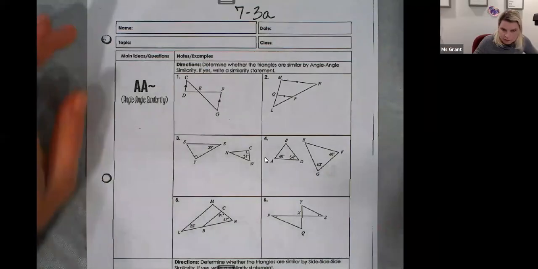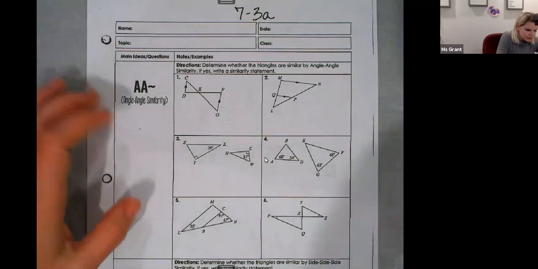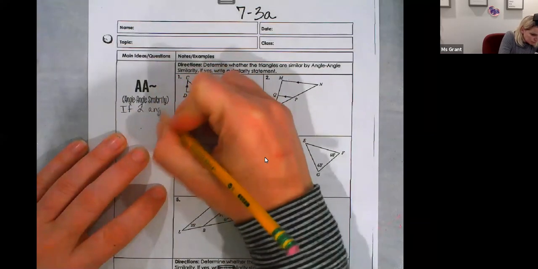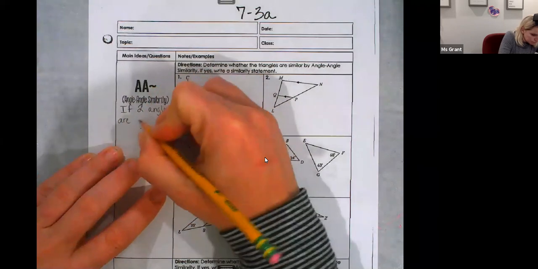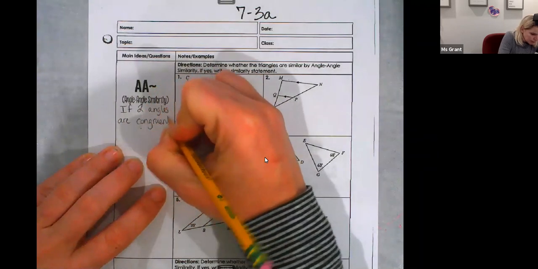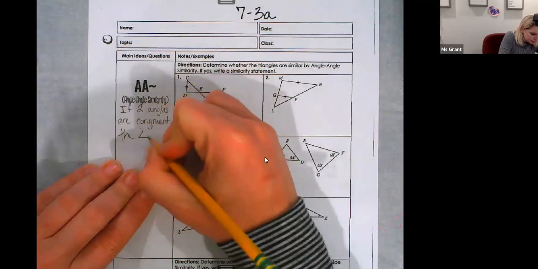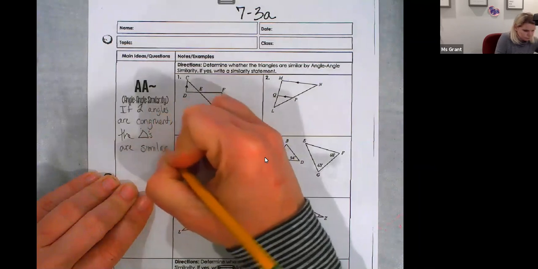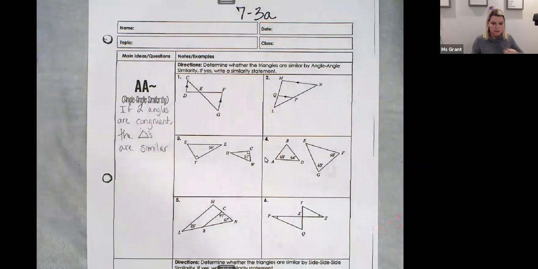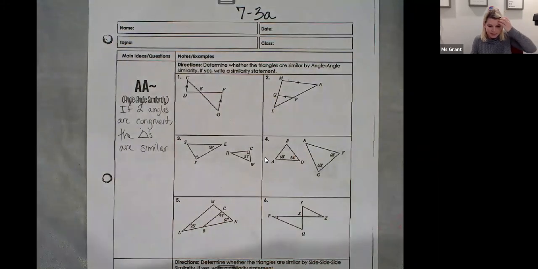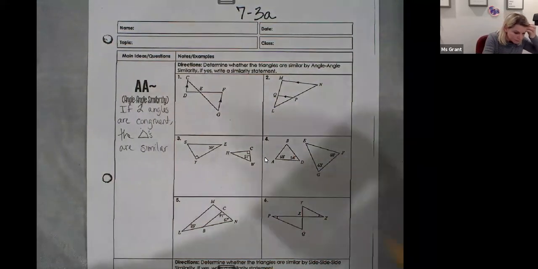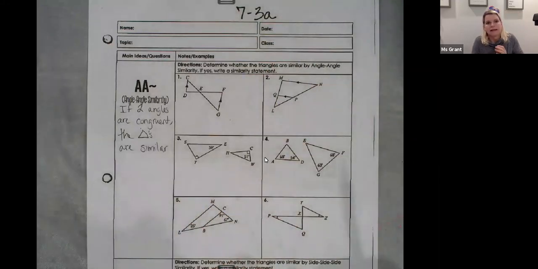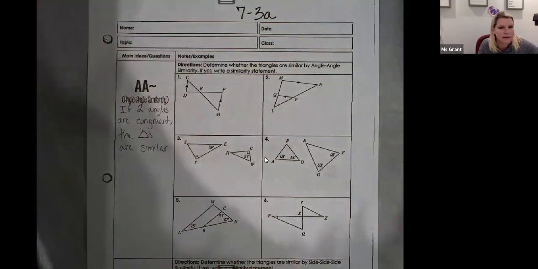All right, angle, 7.3a. If two angles are congruent, the triangles are similar. So here on number 1, I'm given an angle. Okay, I have to find the two angles. They did not put parallel lines there on accident.